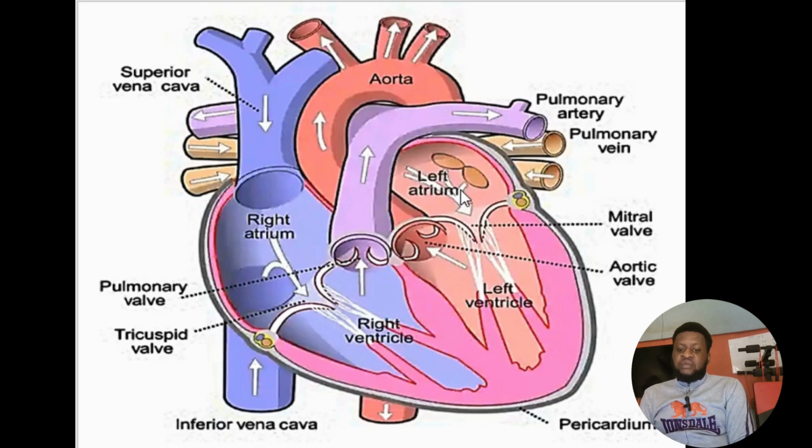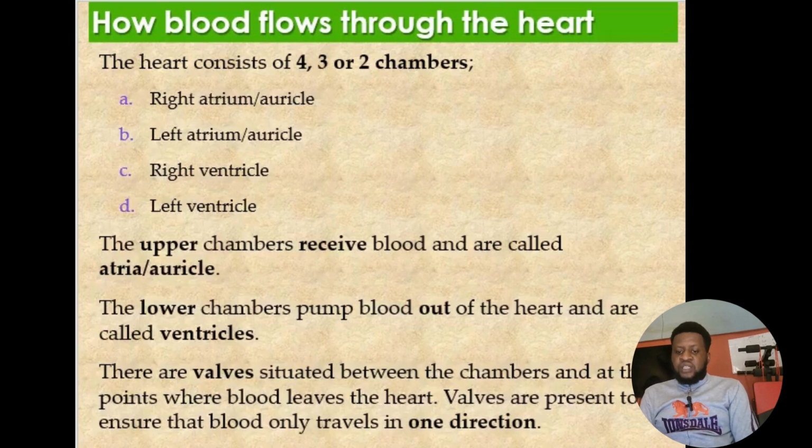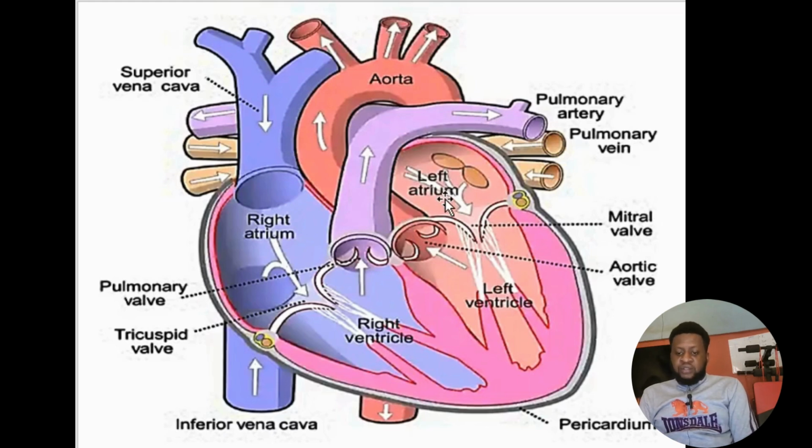Now remember, I told you that the atrium receives blood. Atrium, the same thing we refer to here as auricle as well. So atrium receives, ventricle pumps out, atrium receives. So you can see from the pulmonary vein, blood goes into the left atrium. Now from the left atrium, blood goes into the left ventricle.